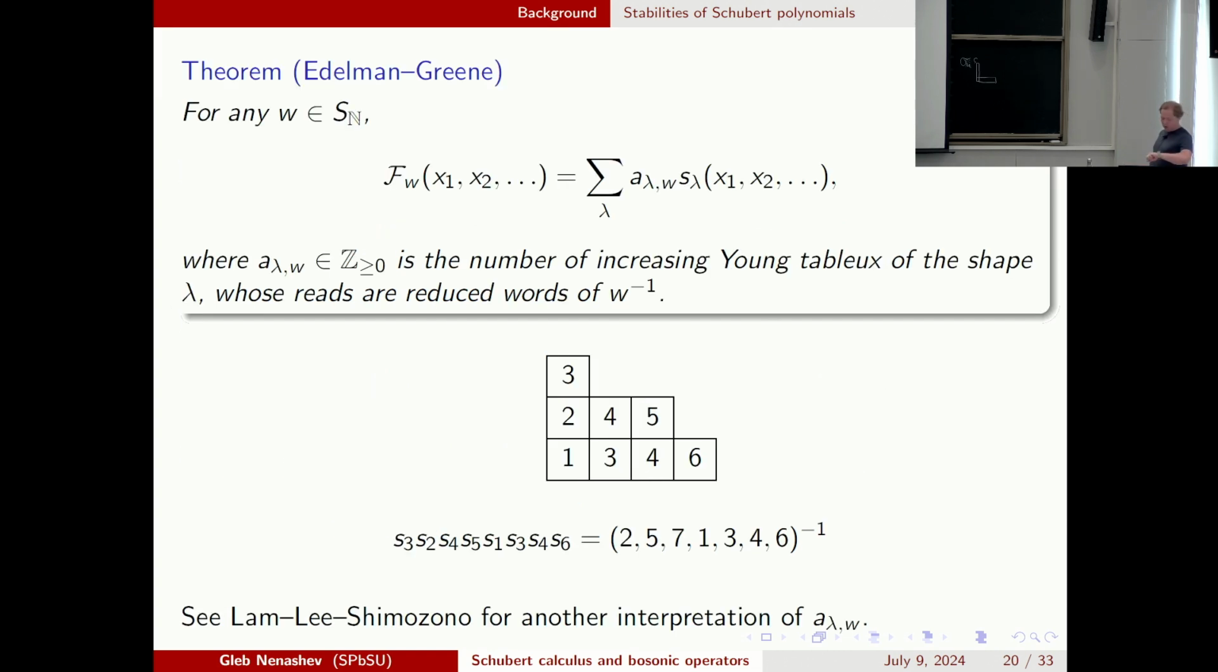Okay, a bit about Stanley symmetric functions. A Stanley symmetric function is a sum of Schur functions, and all coefficients are non-negative integers. There are some interpretations, one you can read here, but it's really not a big deal for this talk. There's also another interpretation in a recent work by Lam, Lee and Shimozono. Okay, and you see here again interpretations using some tableaux.